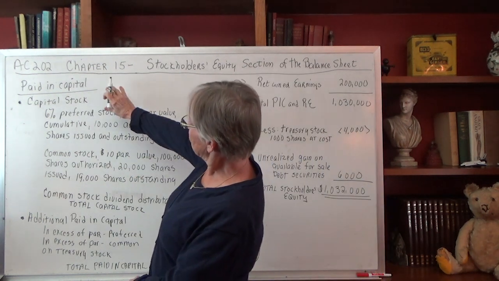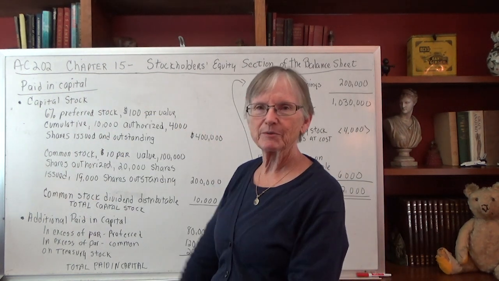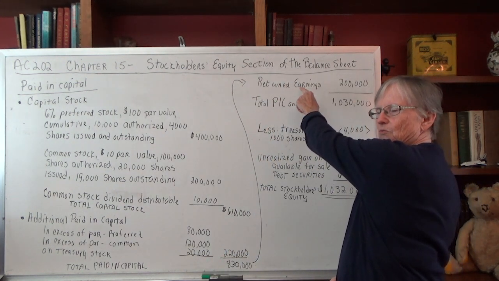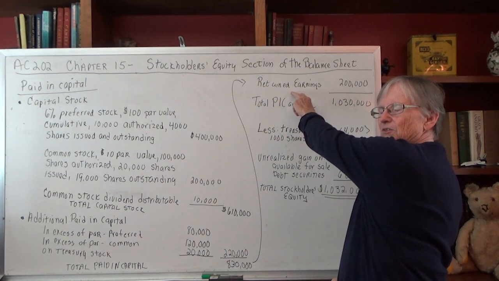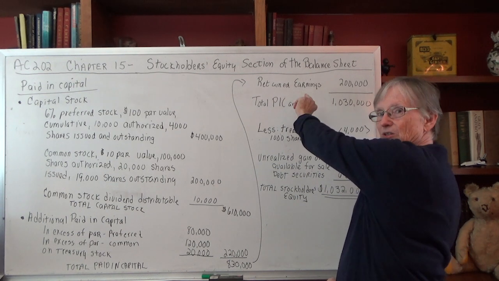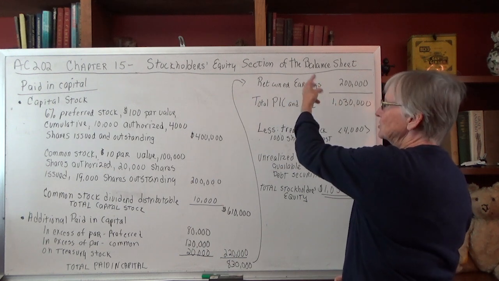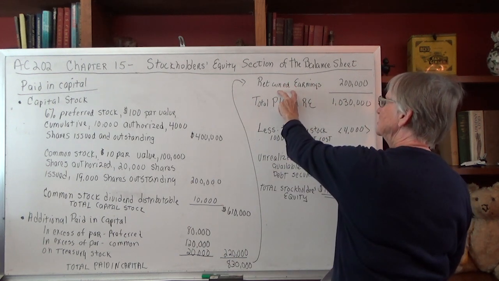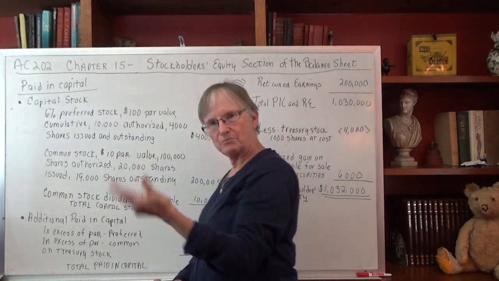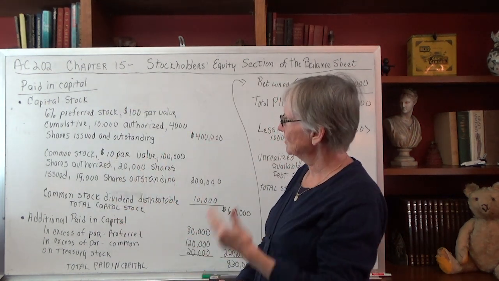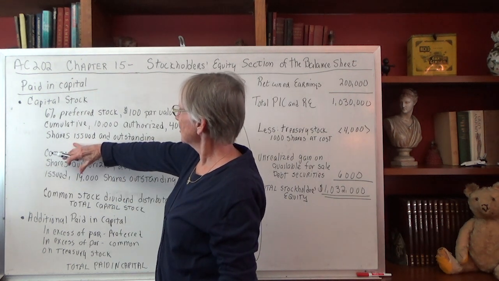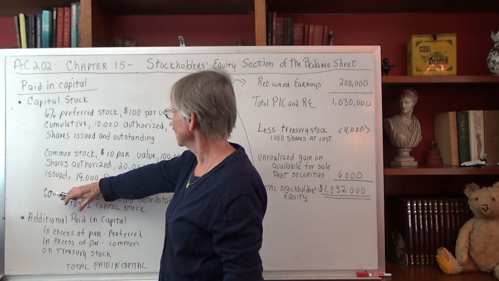So for the first section, the paid-in capital, that's the invested capital in the company, as opposed to the earned capital, which is the net income less any dividends that haven't been paid out, that is, the earnings you've retained. So this is basically your earned capital of the company. This is the money or the resources that people have invested in the company. So for capital stock, you're going to list your preferred stock first, followed by your common stock.